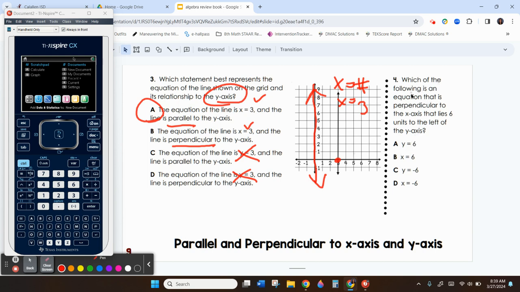Number 4. Which of the following is an equation that is perpendicular to the x-axis and lies 6 units to the left of the y-axis? So here we're looking at our x and y-axis. We want it to lie 6 units to the left of the y-axis. Here's my y-axis. If I go 6 to the left, that's -6, and it needs to be perpendicular to the x-axis. Here's the x-axis running this way, so perpendicular would mean it needs to run up and down. Since it's a vertical line, it needs to be x equals a number, and it goes through -6, so the answer has to be D.